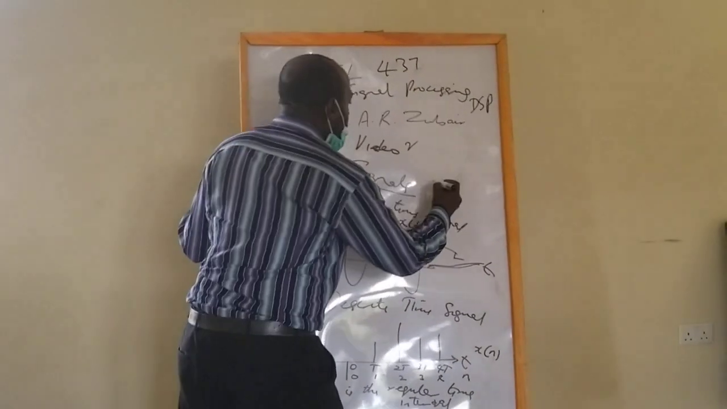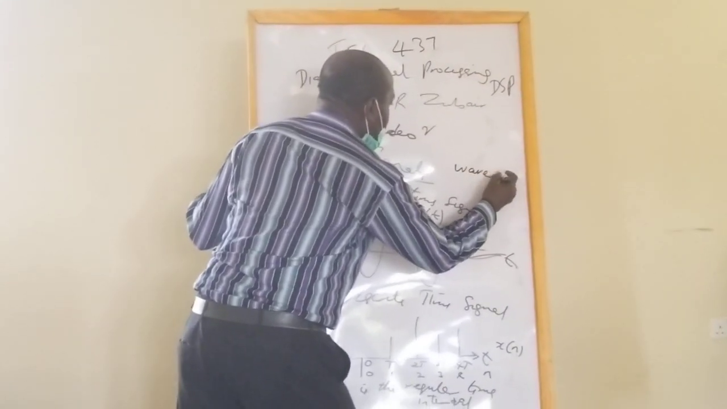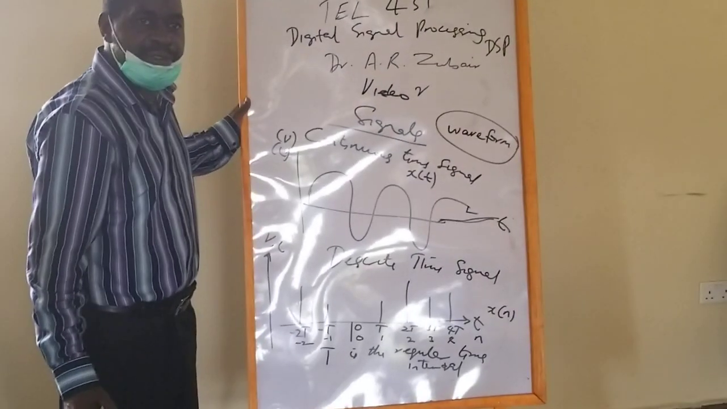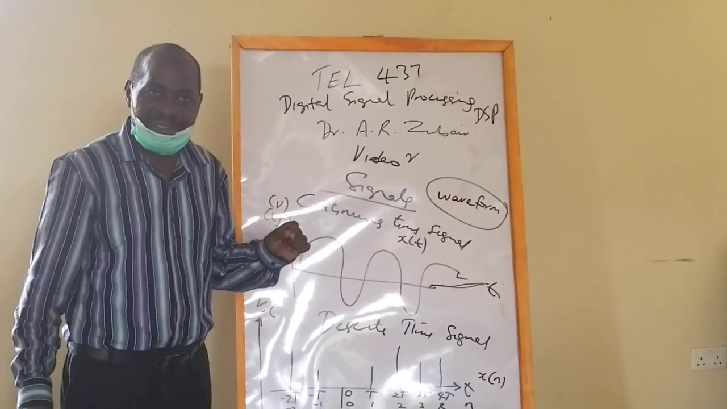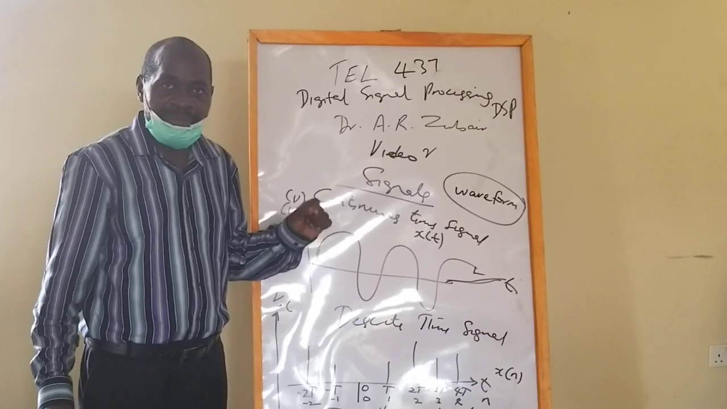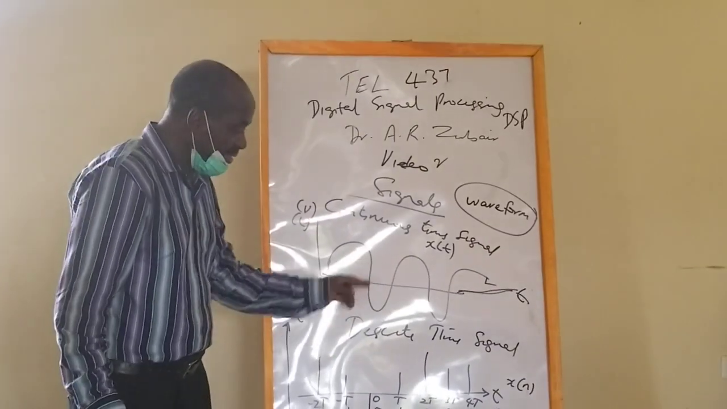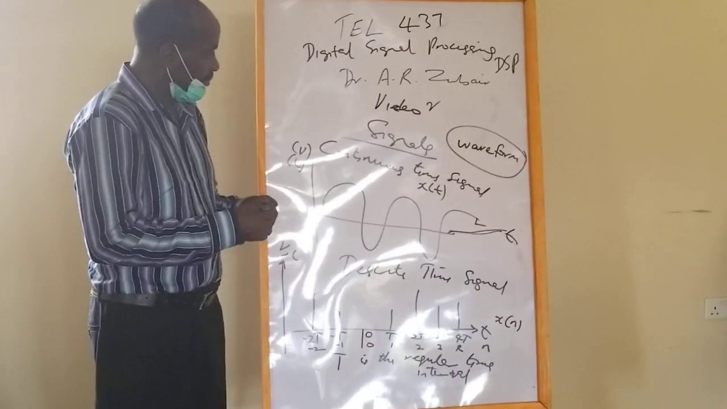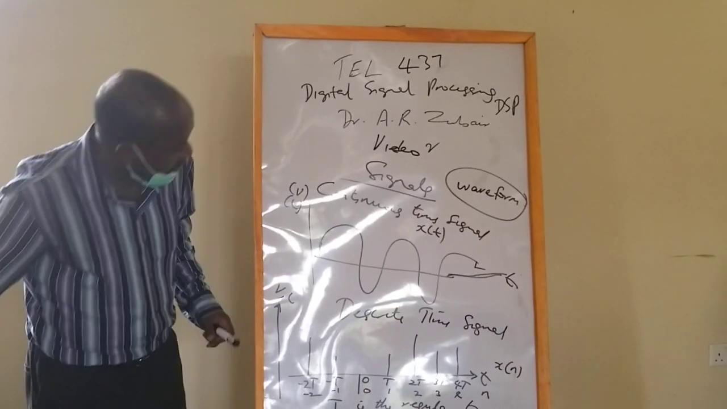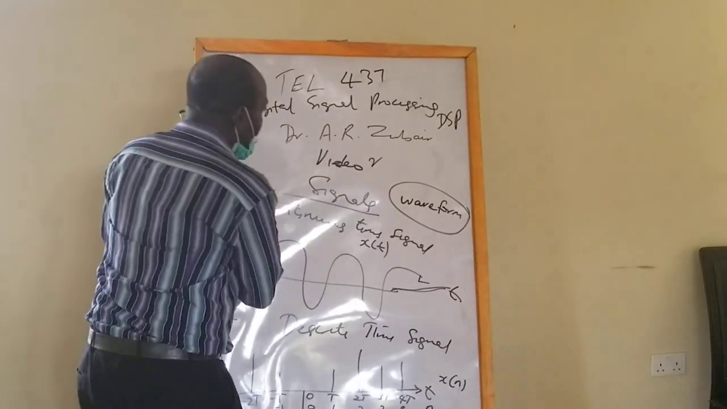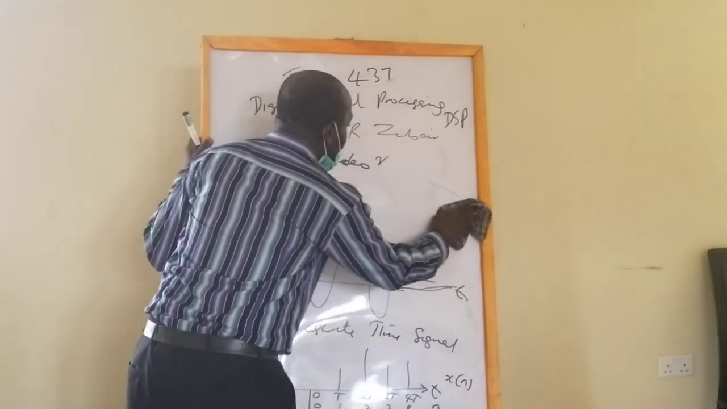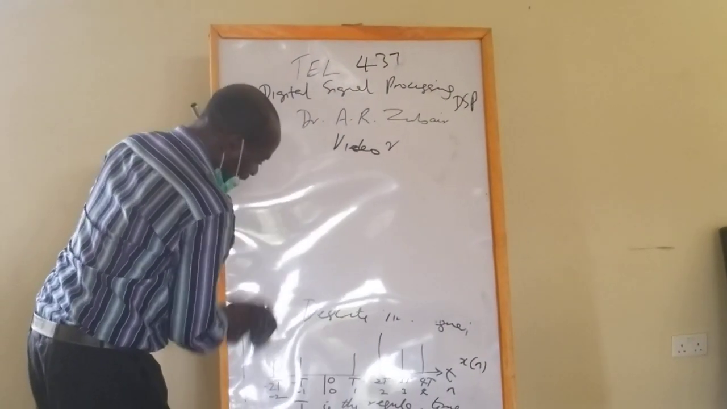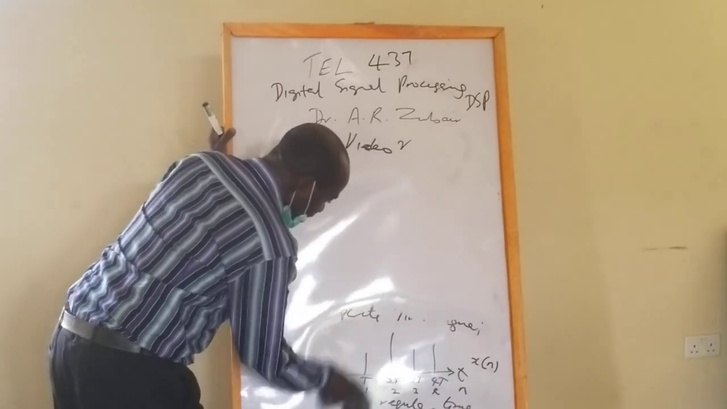There's what we call waveform. What do you mean by waveform? Waveform is a plot of magnitude versus time. A plot of magnitude against time. This diagram I'm drawing here is called a waveform. Now, furthermore, when we are talking of signals, we should be able to have their mathematical representation as well as diagrams like this to describe them.